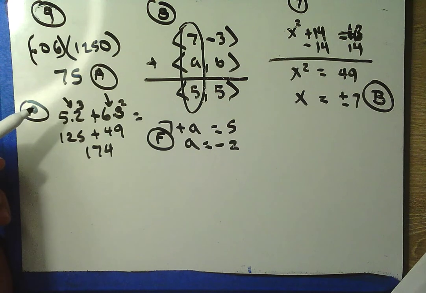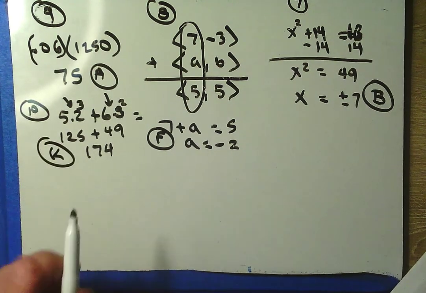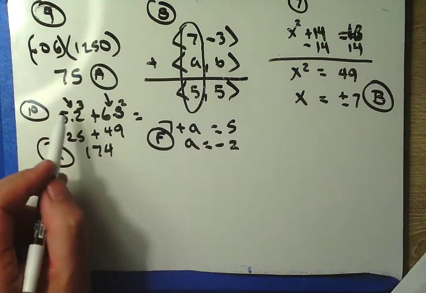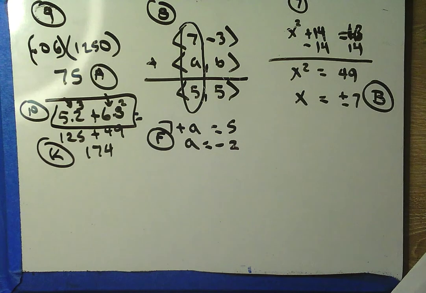Which of these numbers is close to 174? And I see choice K. But this test is with calculator, so the only way I would encourage you to do that is with calculator. No need to estimate there. Okay, let's take a look at number 11.